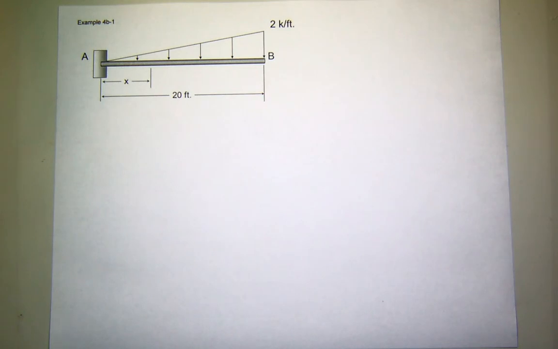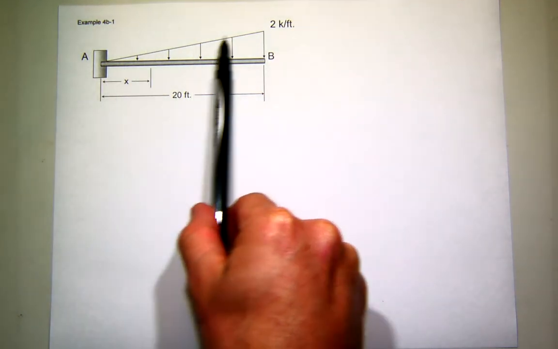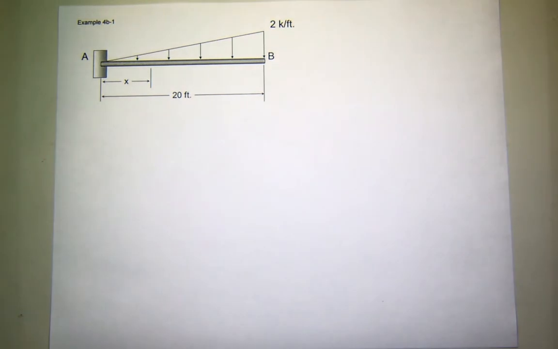All right, so let's look at this problem. First example problem in trying to write a function for shear force and bending moment. What's the first thing we should notice? Look at the way the load is applied to the structure. Is that a continuous function? Yes, it is.